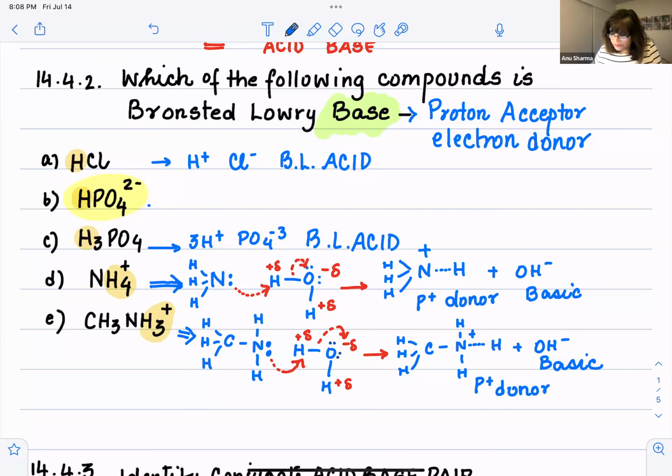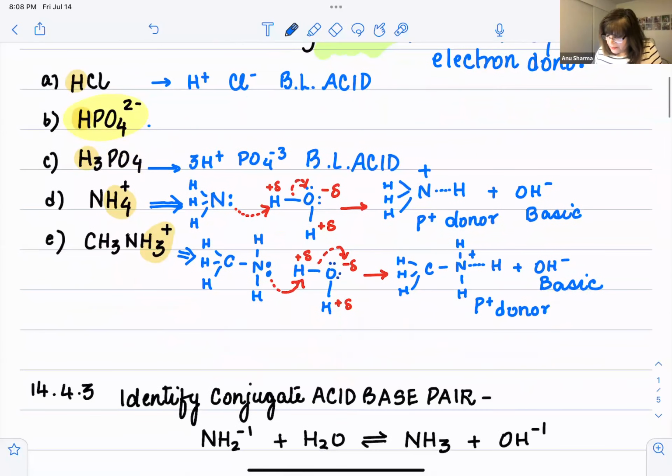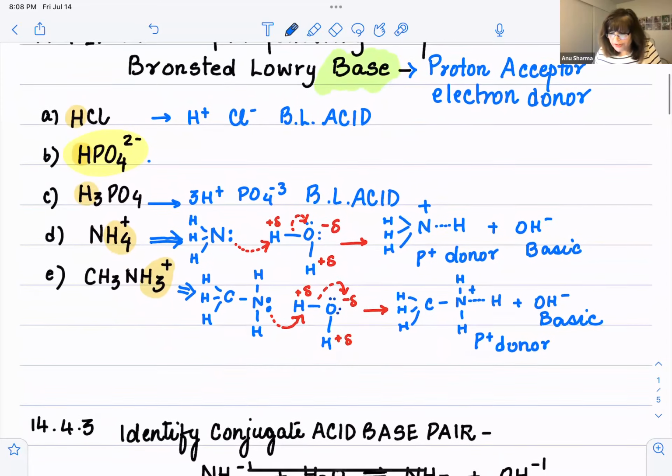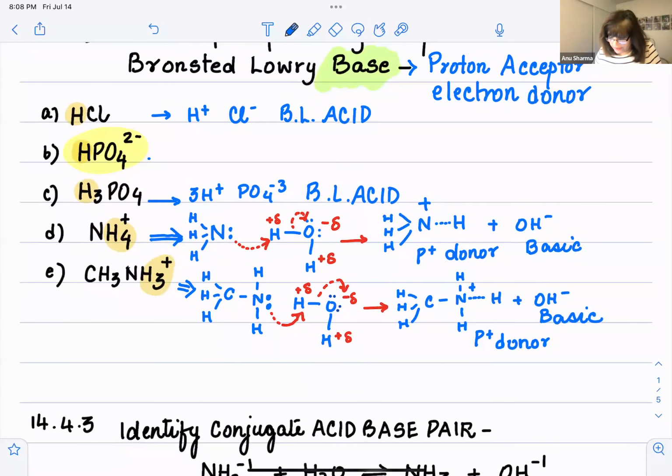Now here what's happening. In this case, we see a proton donor. The proton donor is again like the ammonium ion. So again, the CH3NH3 with plus one charge is a proton donor. So it is not a proton acceptor. It has already given the electrons to the hydrogen ion. So this species is also not, but let's look at this.